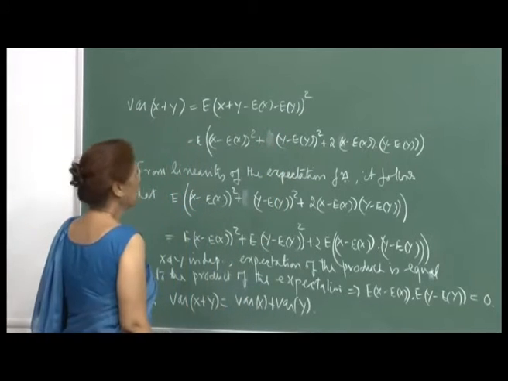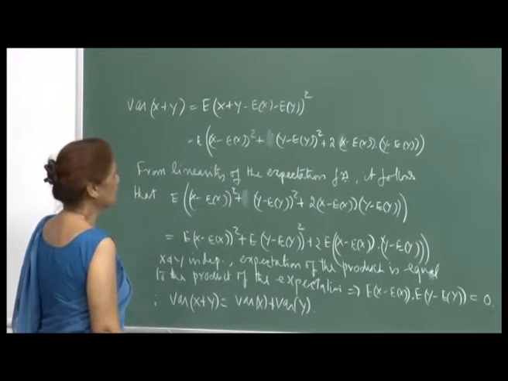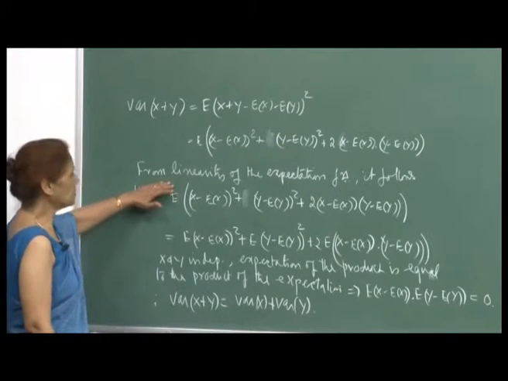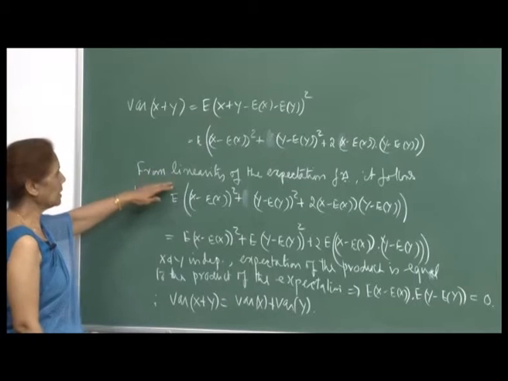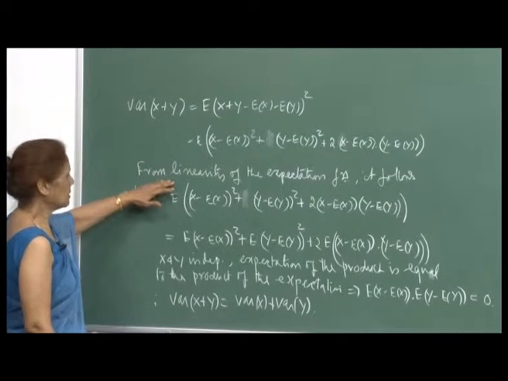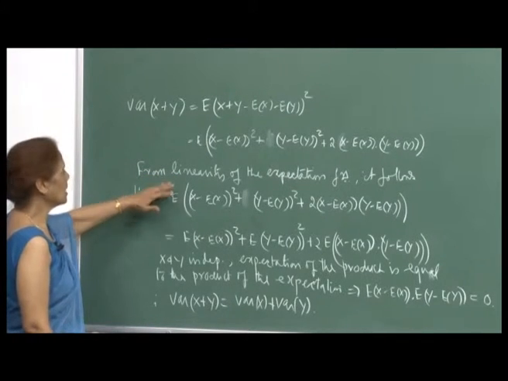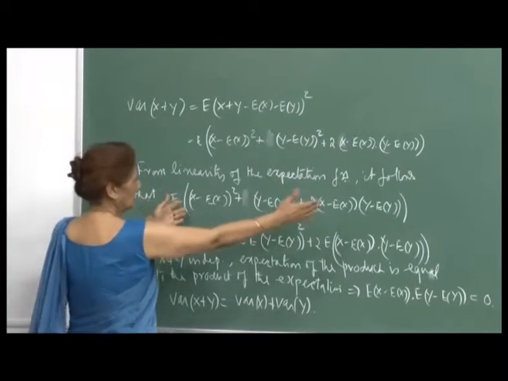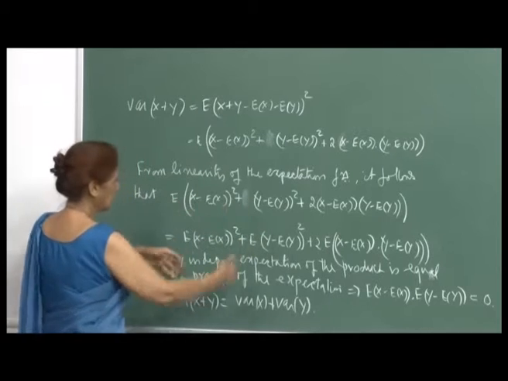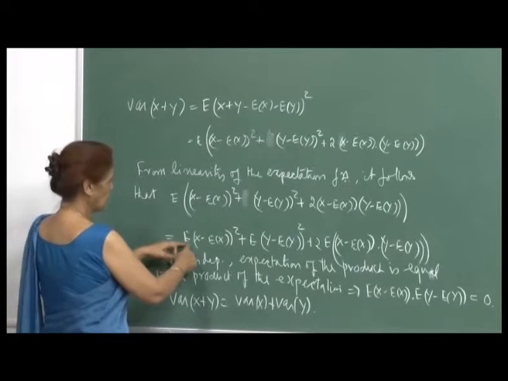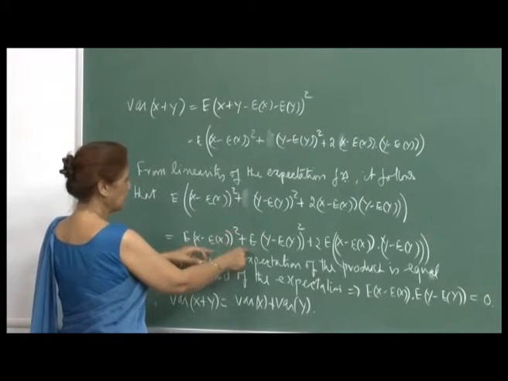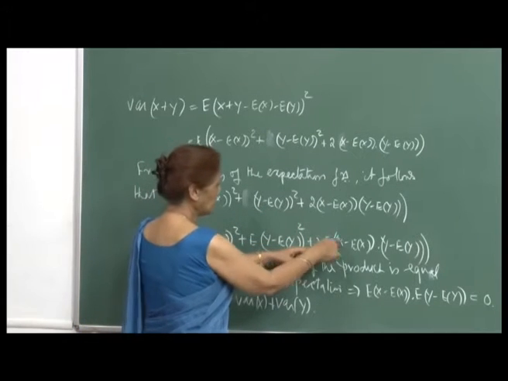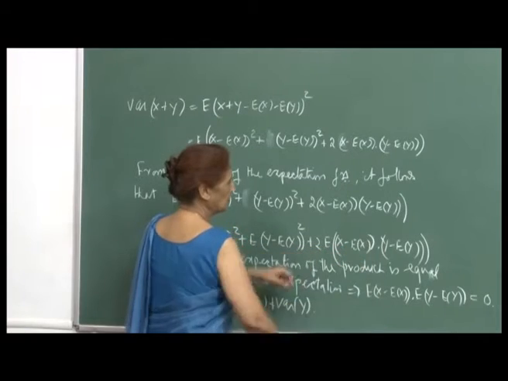plus (y minus E y) whole square plus twice (x minus E x) into (y minus E y). Now, from linearity of the expectation function, we have seen it earlier that the expectation is a linear function. So, it follows that for the expected value of the whole expression, I can take expectation inside, and therefore, this will be expectation of (x minus E x) whole square plus expectation of (y minus E y) whole square plus twice expectation of (x minus E x) into (y minus E y).